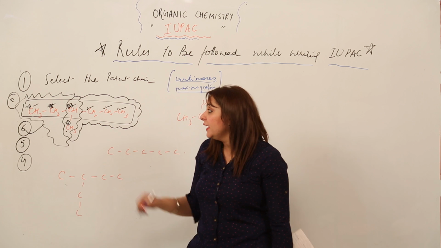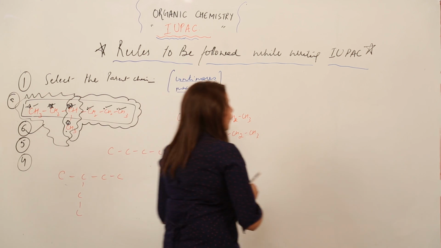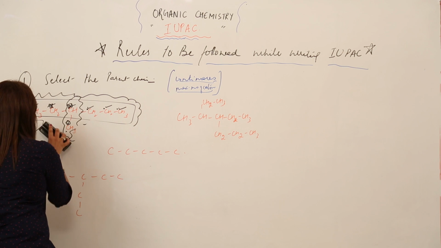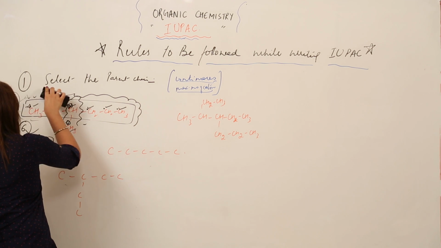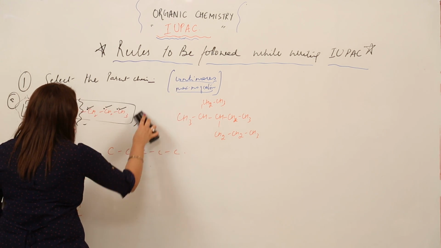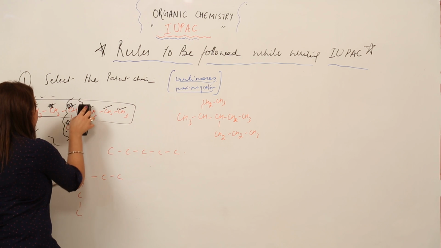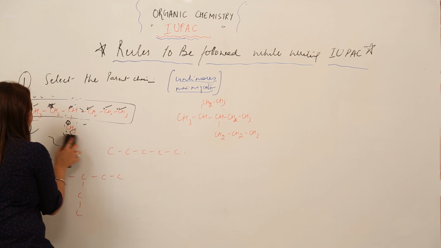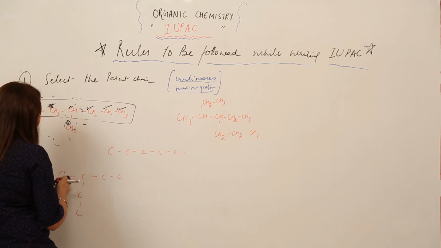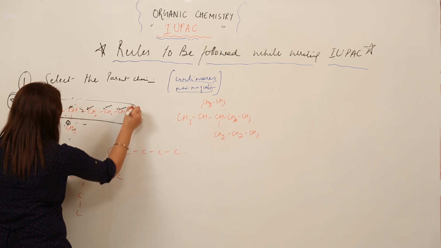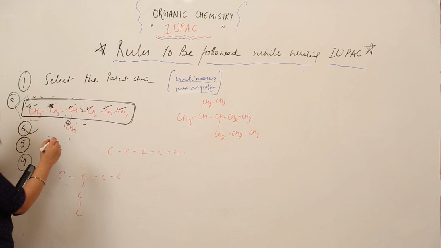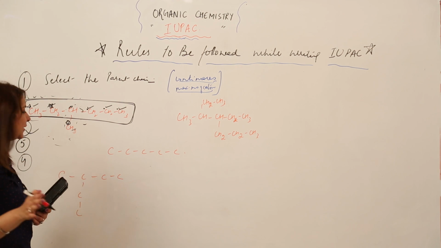So the chain which is going to act as the parent chain is this one, the straight chain, the square one. That means the chain which consists of 6 carbon atoms is considered as the parent chain. So this is the correct one. This is the parent chain because it has got the maximum number of carbon atoms. And how many maximum? 6 carbon atoms.